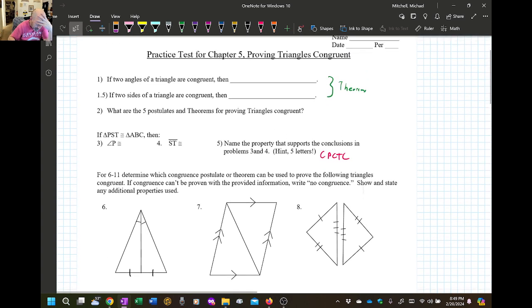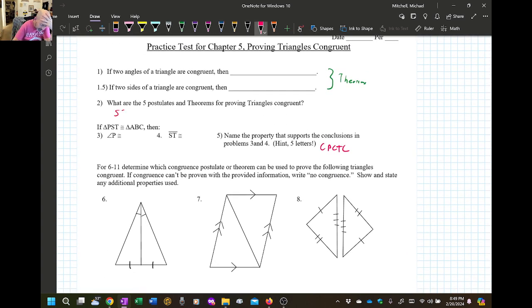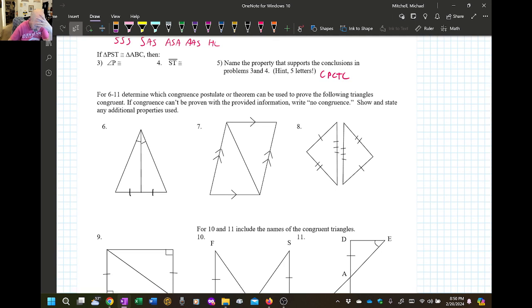On these, this is where you're using the SSS, SAS, ASA, AAS, and HL. Remember, there's no SSA or ASS. HL is kind of one of those, but that's a right triangle. You have to have the right triangle, but you don't have that bad word in there. Don't forget to mark your properties. You've got a reflexive here.